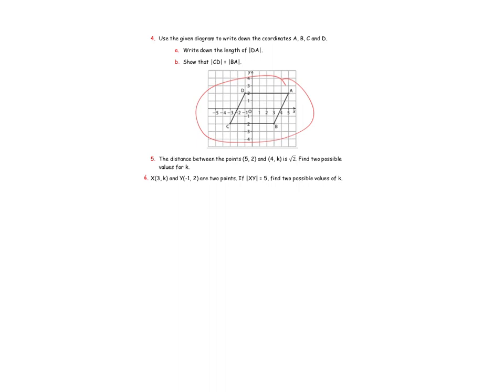And the last one there, x is 3, k and y is minus 1, 2, and there are 2 points. It tells us that the distance between x and y is 5, and it wants us to find 2 values of k. So again, it's very similar to example 5. So if you go back and look at your notes where you've taken down the solution to example 5, you should be able to copy that and do question 6 as well. So that's the end of this video for coordinate geometry of the line worksheet number 2, which is the distance between 2 points.